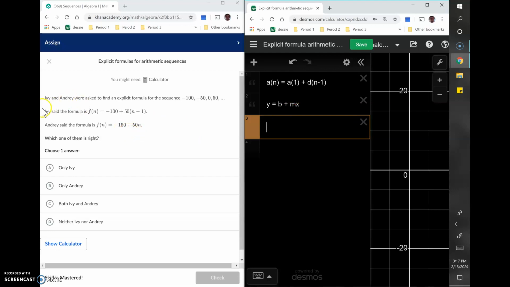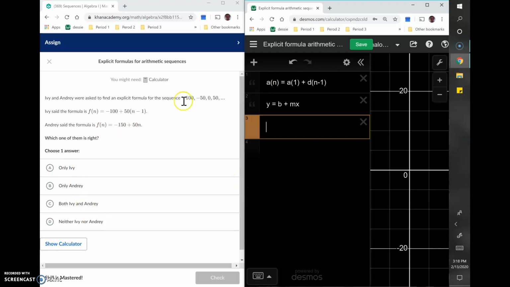Today's question is: Ivy and Andrea were asked to find an explicit formula for the sequence. Here's the sequence that's given to us. Here's Ivy's formula for that sequence, and here is Andrea's formula for the sequence, and we're trying to figure out, is Ivy right, is Andrea right, are they both right, or are neither of them right?